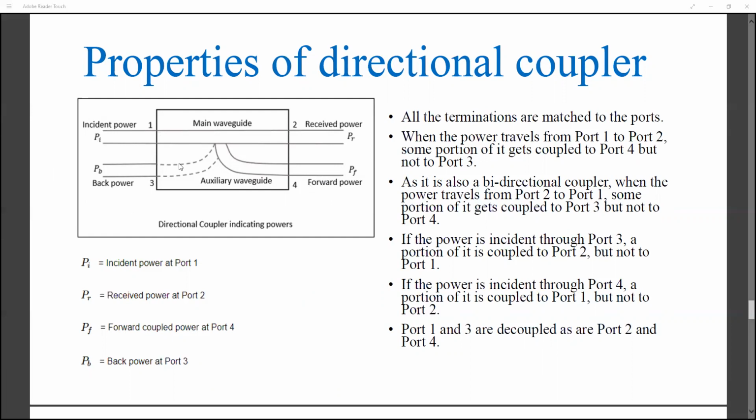So we can simply say that port 1 and port 3 are decoupled. In the same way, port 2 and port 4 are decoupled. If I give input at 2, I will not get it at 4. If I give input at 1, I will not get it at 3. So 2 and 4 are decoupled, and in the same way, 1 and 3 are decoupled.